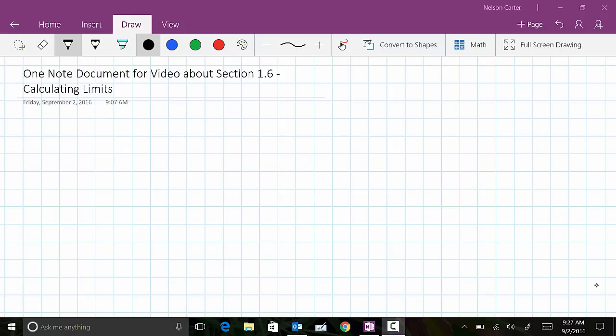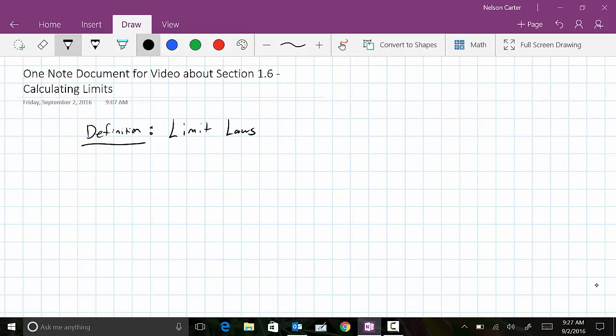Okay. All right, so today I'm going to be going through section 1.6. And so the very first thing that we have here is, I guess it's really a definition. And these are our limit laws.